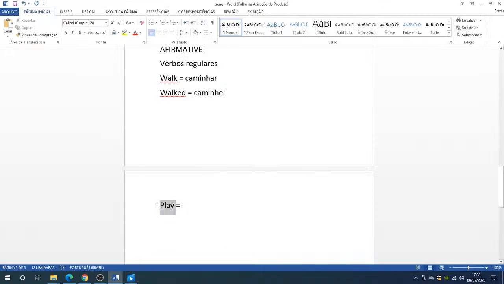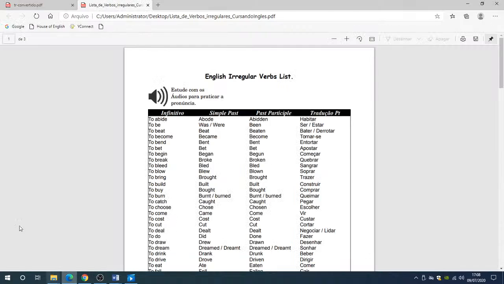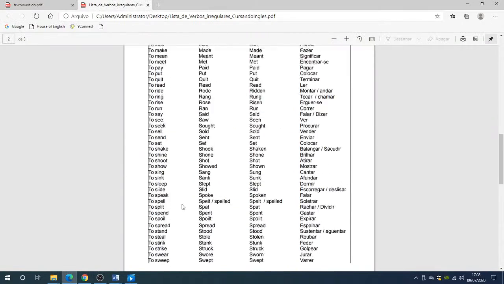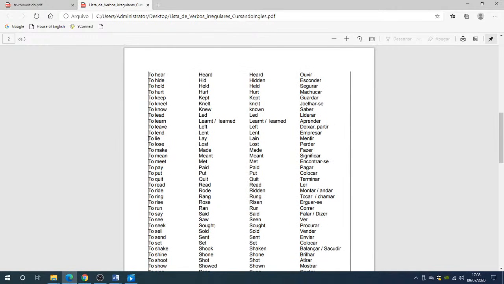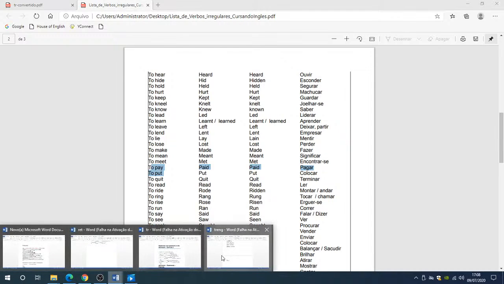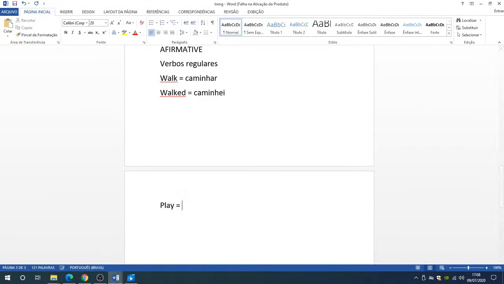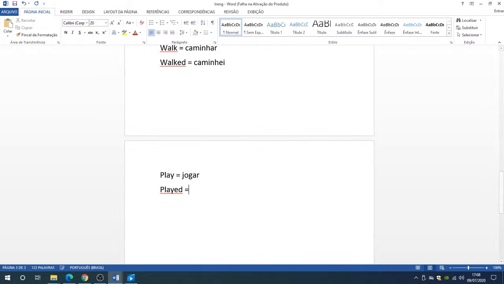e pego esse play. Vamos primeiro conferir. Pego o play, procuro aqui na linha do P. Tá vendo, ó? L, M, N, não tem. O máximo que chegou aqui foi put e pay. Mas eu estou falando de play com L. Não tem. Então, o passado dele, vou colocar ele como jogar, e o passado seria played. Não mudou nada. Acrescentou apenas o ed.